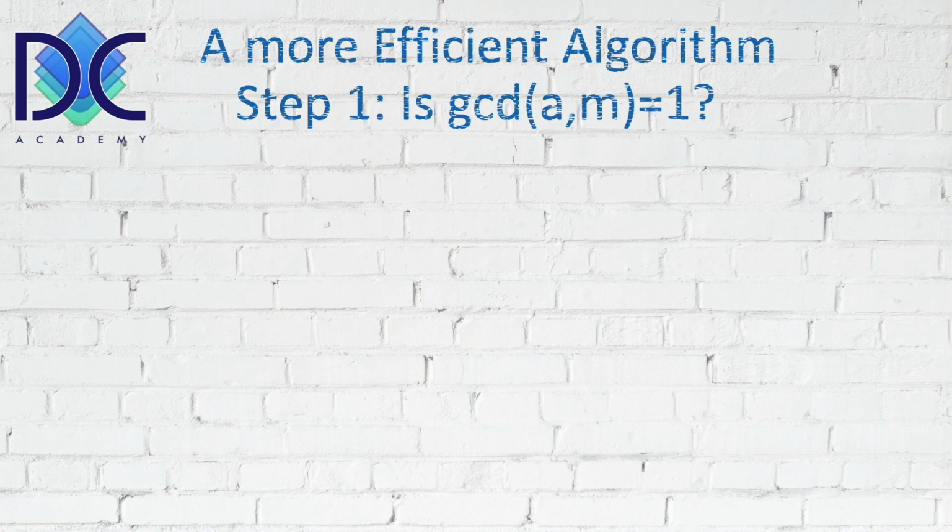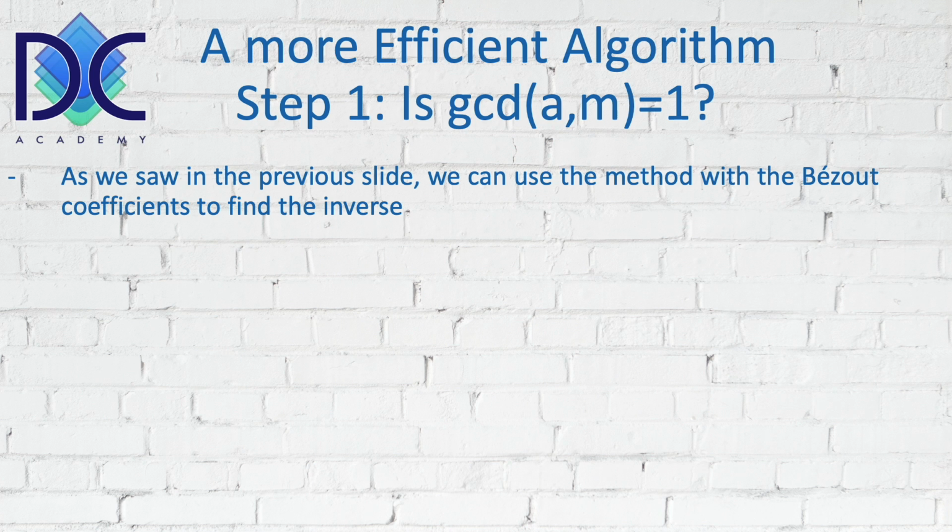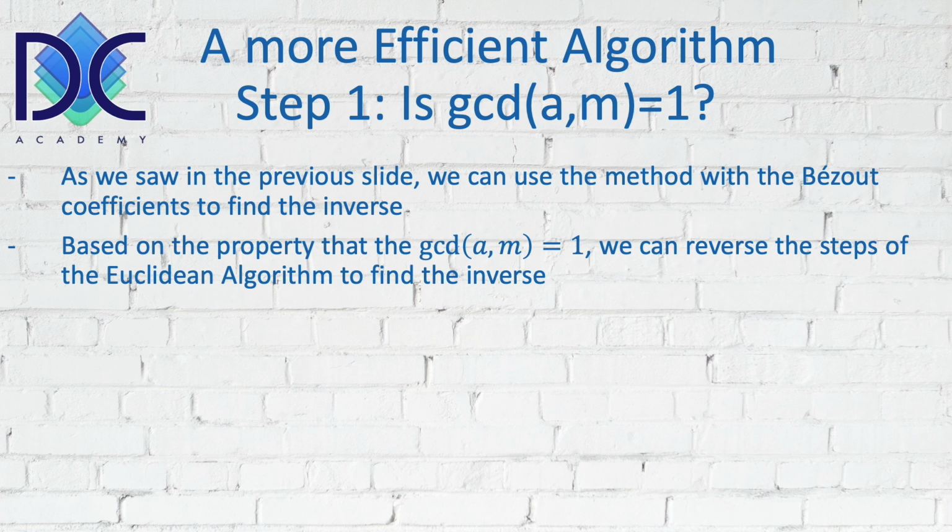Now, when we look at a more efficient algorithm, first of all, we have to look at the greatest common divisor of A and M. Is this divisor equal to 1? We saw this in the previous slide. We can use the method with the Bezout coefficients to find the inverse. So based on the property that the greatest common divisor of A and M is equal to 1, we can reverse the steps of the Euclidean algorithm to find the inverse.